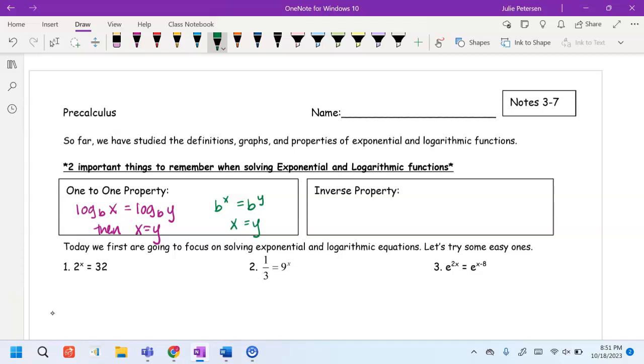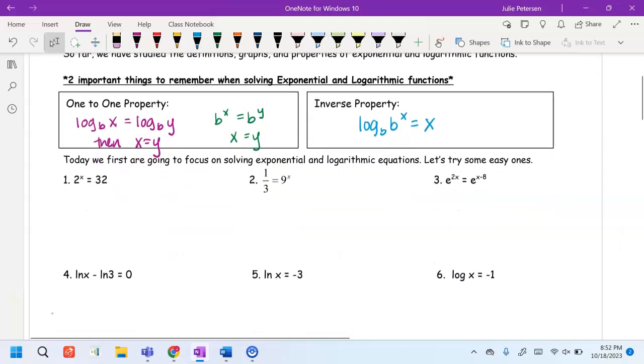And then don't forget your inverse property. This is going to help when we have some sort of exponential expression or a log expression, and we're trying to solve. So this property says log base b of b to the power of x equals x. Right? So essentially a log of base b and an exponent with base b, they're inverses of each other. They undo one another. Okay, so I think we can handle these pretty easily.